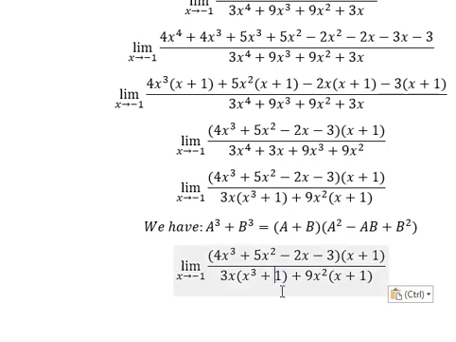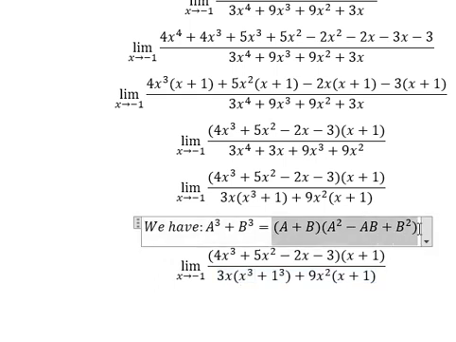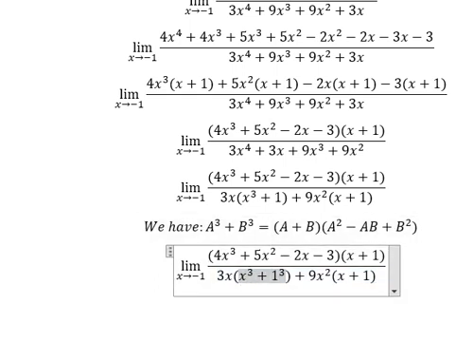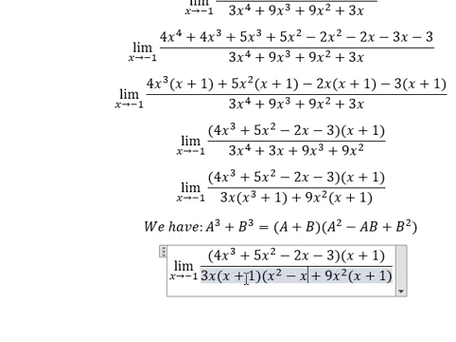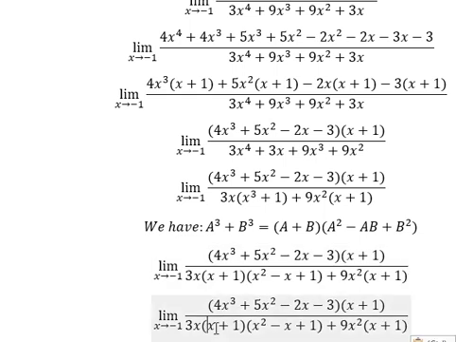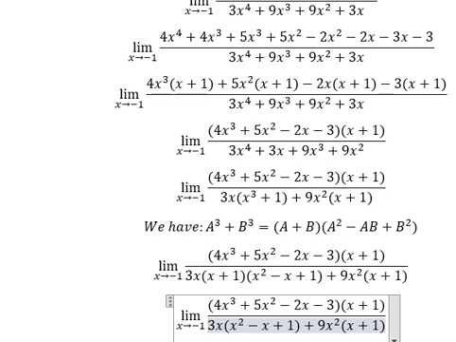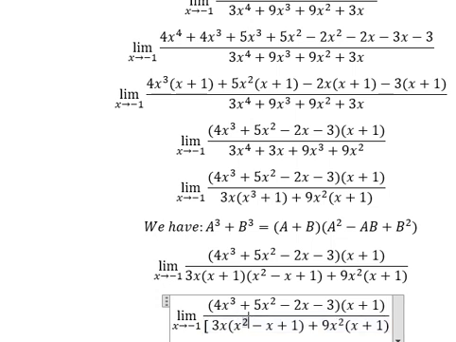Number 1, that is 1 to the power of number 3. Now we need to transform this one into this one. Now we can do factorization by x plus number 1. And we have like this.